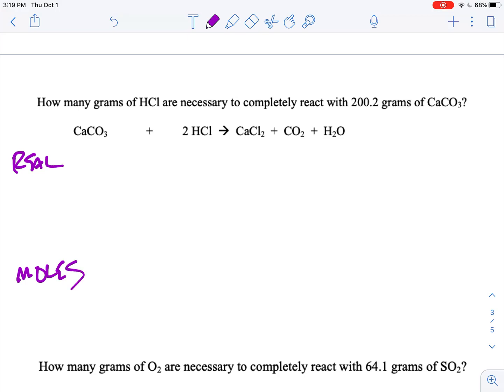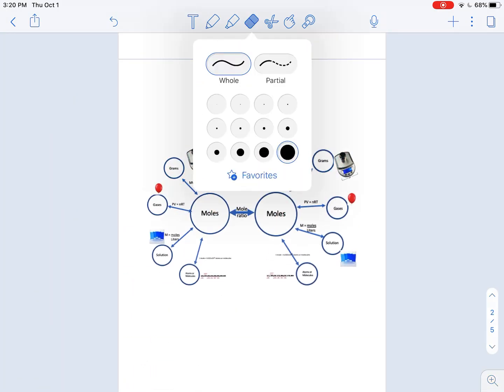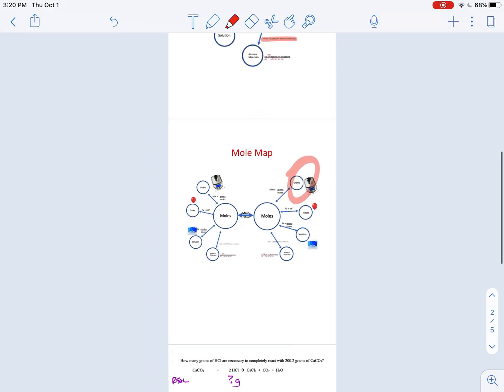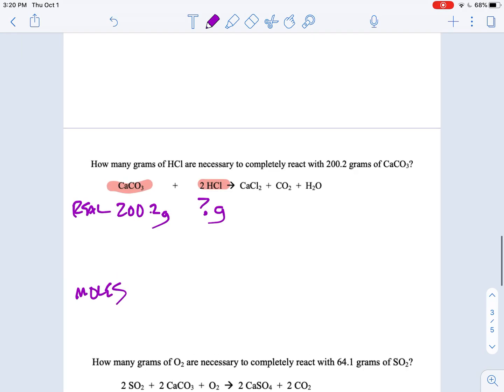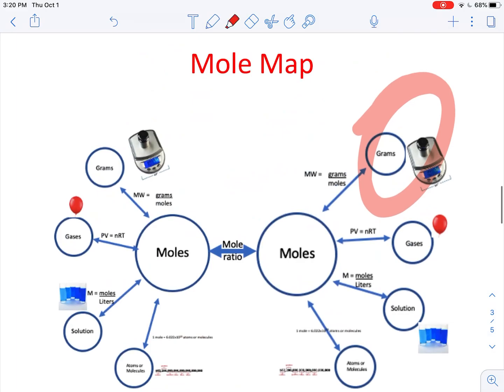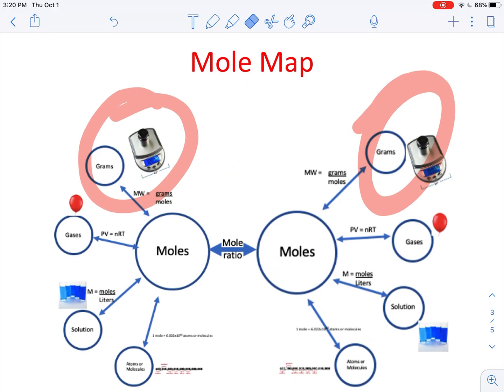So let's take a look at our balanced equation. It says how many grams of HCl? So this is going to want grams. They want that real-world unit. So again, when using this here, they want grams. But what did they give you? They gave you this guy here, and they gave you 200.2 grams of this. So they have given you grams of this. Notice on our equation, I cannot just go grams to grams. That is not allowed, right?